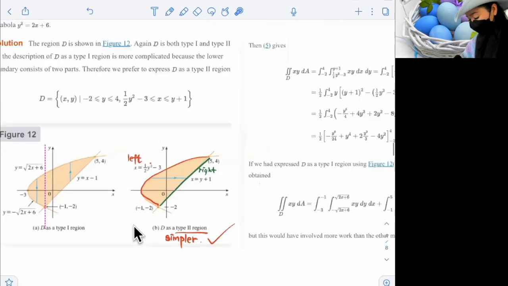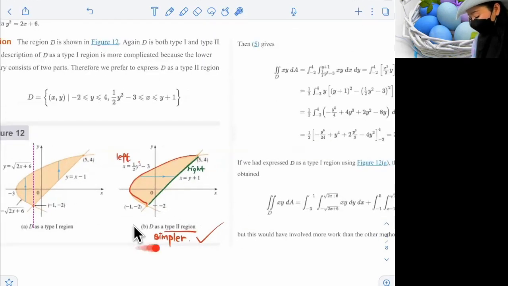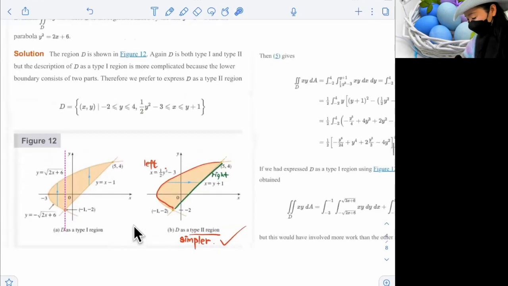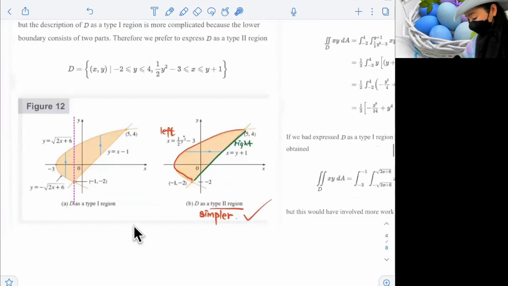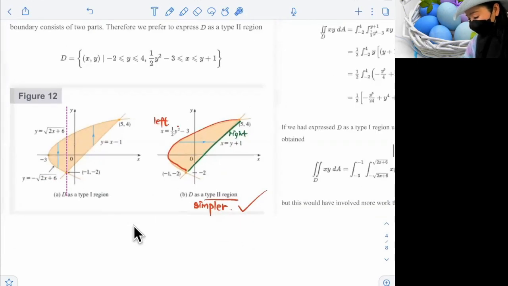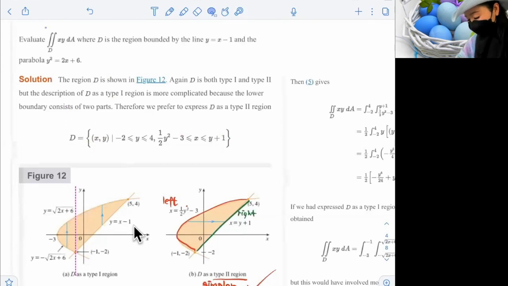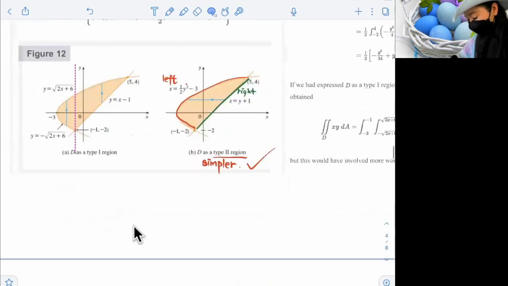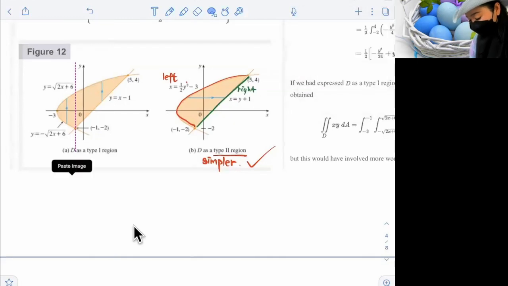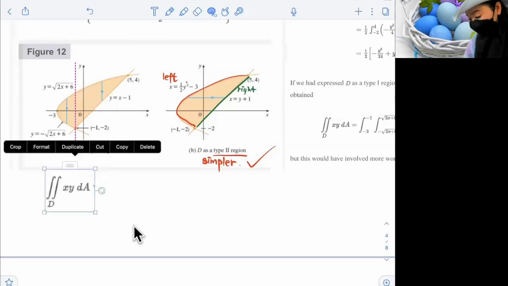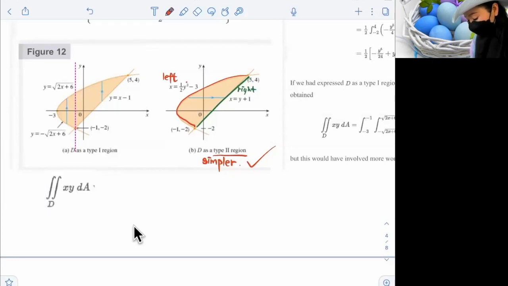Now, if you think about this as this type 2 region, like this, let's try to set up the integral without looking at the book. How do we set up the integral? What was the function that we integrate with? It's this one, right? Let's set this up. Just look over here. I'm going to do it together with you. And I'm going to make it like this.